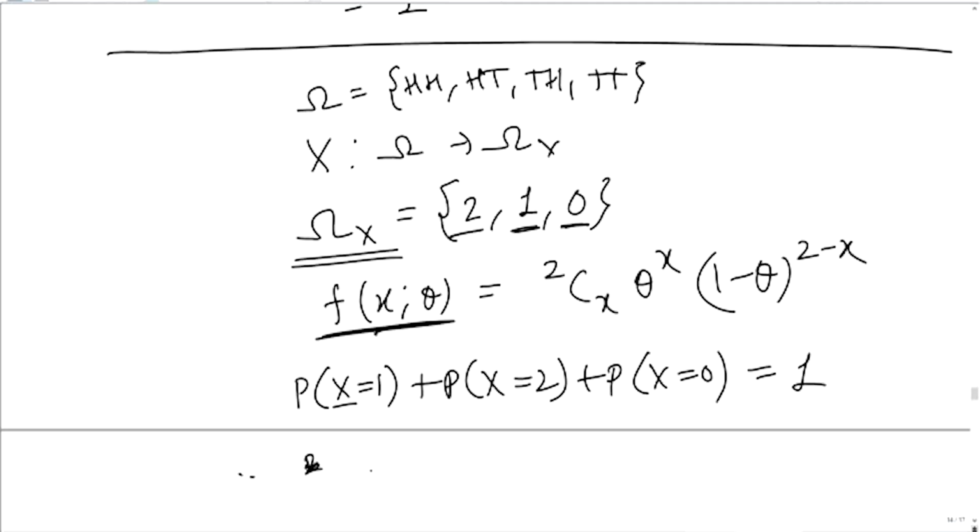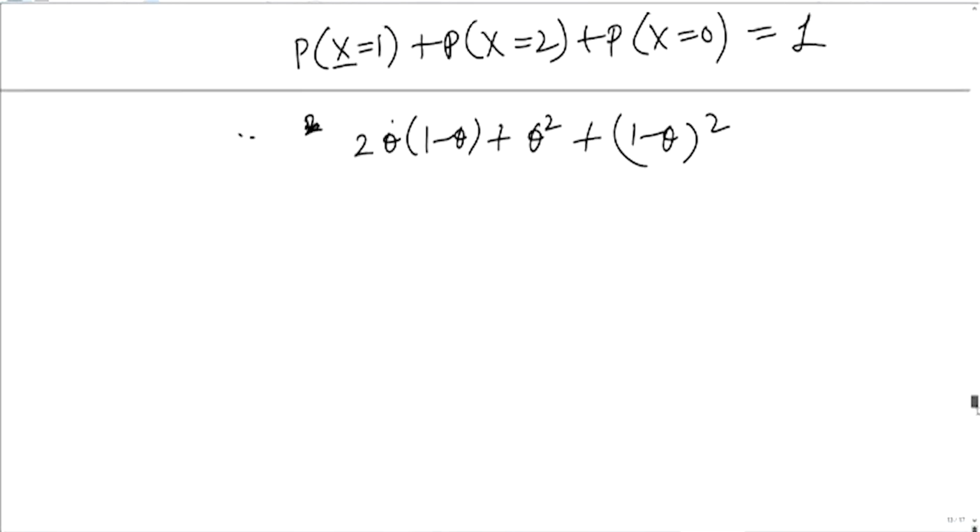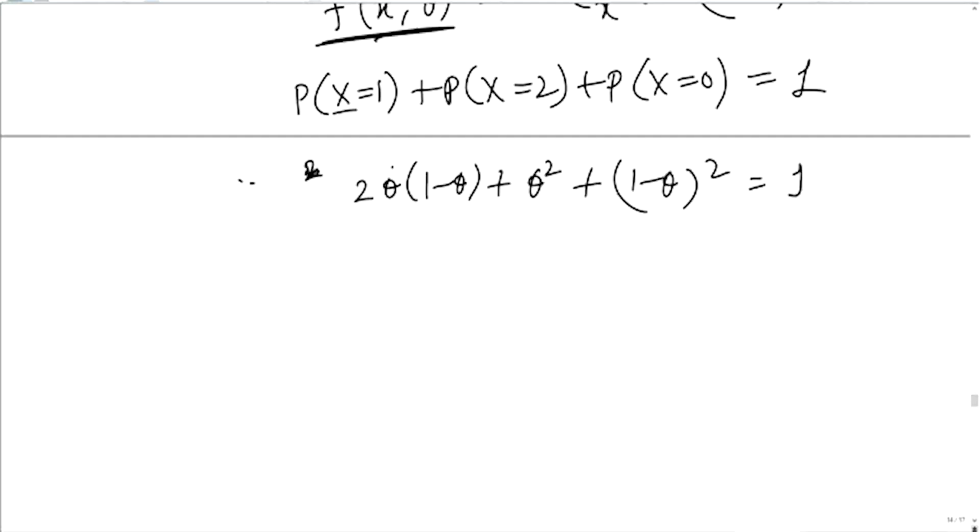we get 2 theta into 1 minus theta. When we plug in x equals 2, we get theta square. When we plug in x equals 0, we get 1 minus theta whole square, and when we sum them up, the theta terms go away and we end up getting this equal to 1. Okay. So our constraints posited by the 3 axioms of probability are satisfied here.